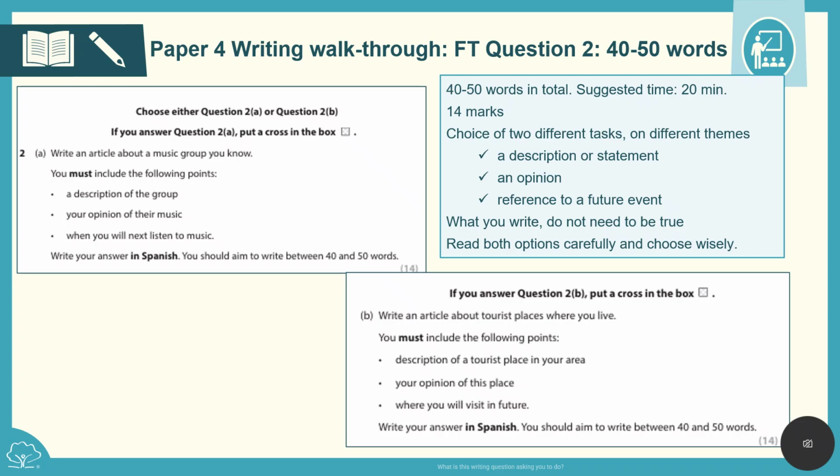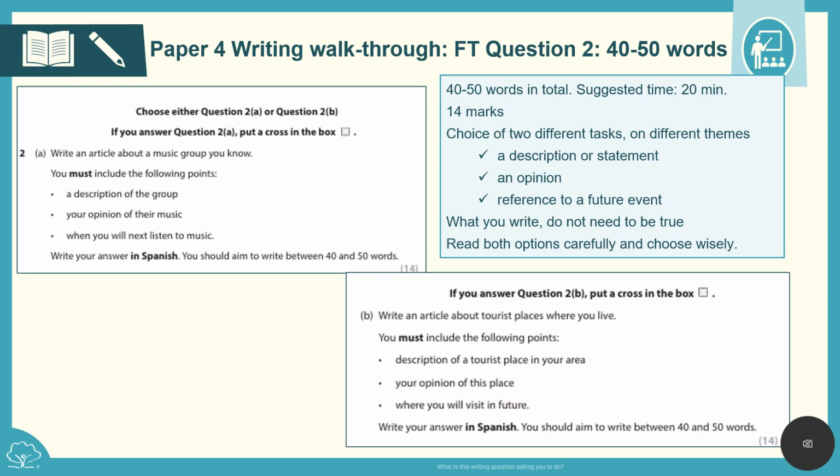So this is how it's presented. You will have 2 options, as I said before. So question 2, you have option A and option B. What do you have to do? Well, have a look at the questions. As you can see, what you have to write about is written in English, and start thinking, what do I know more about? In which area I feel more confident?